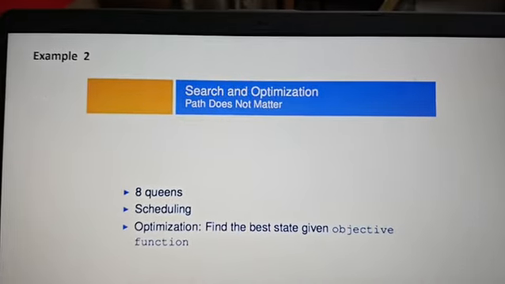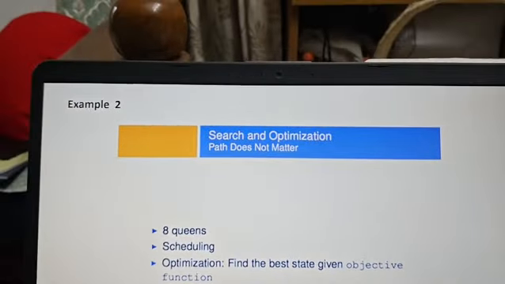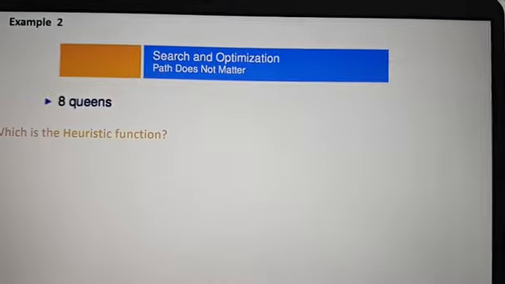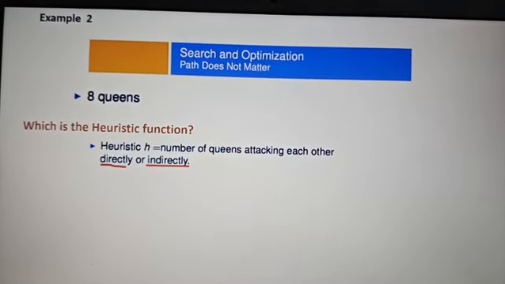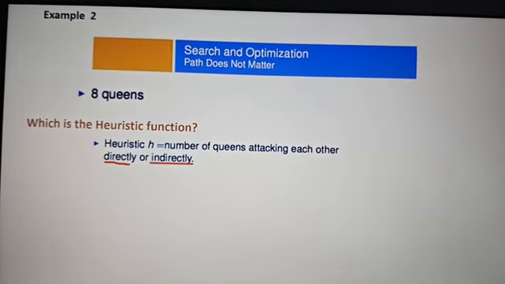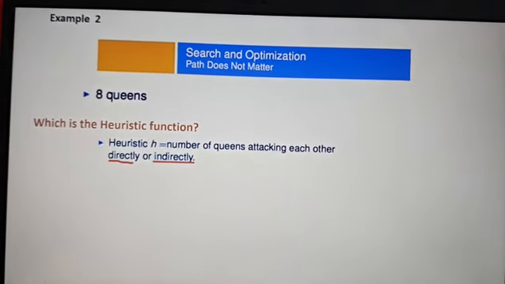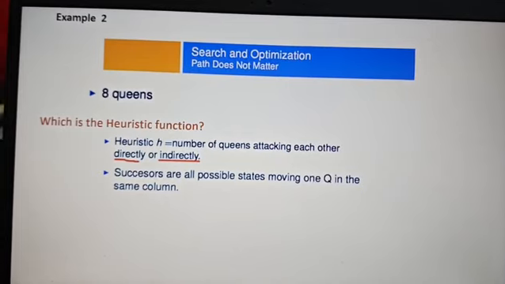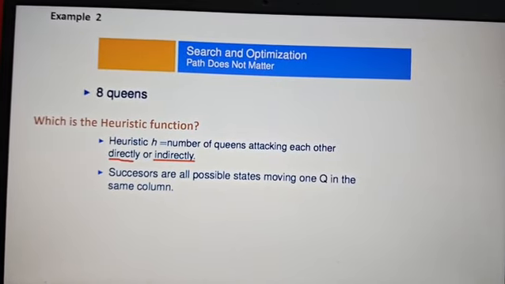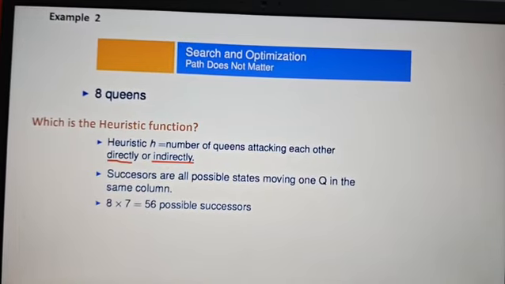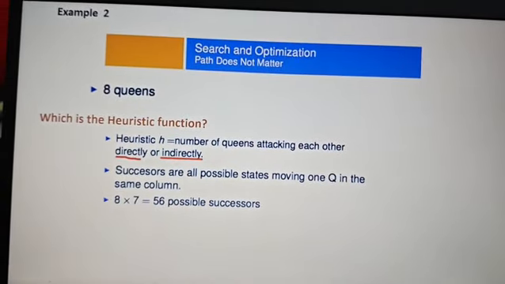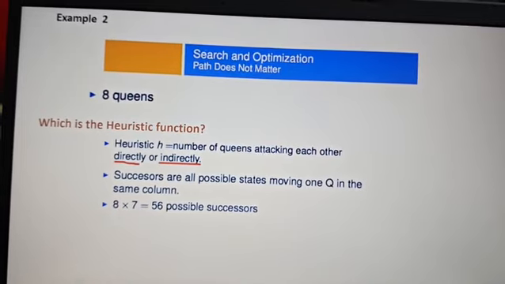And we'll take another example, that is the 8 queens problem. In the 8 queens problem, what is the heuristic function? That is the number of queens attacking each other directly or indirectly, isn't it? So successors are all possible states moving one queen in the same column or in the same row or diagonally. So total possible successors will be 8 into 7, 57.